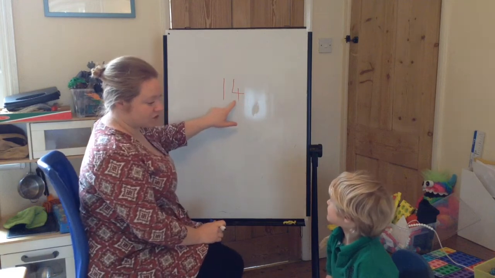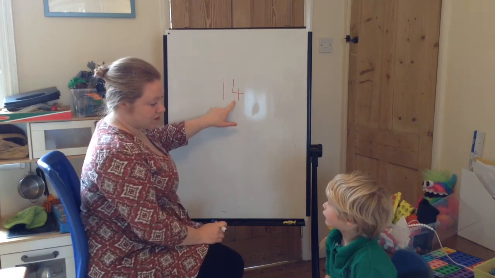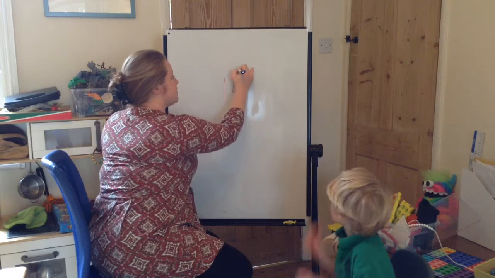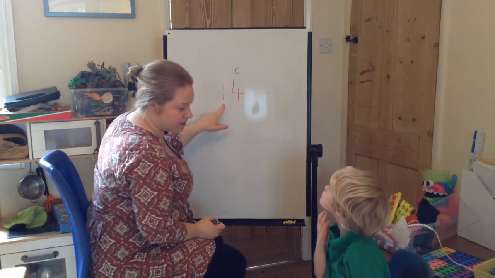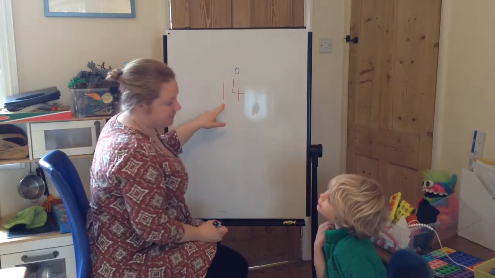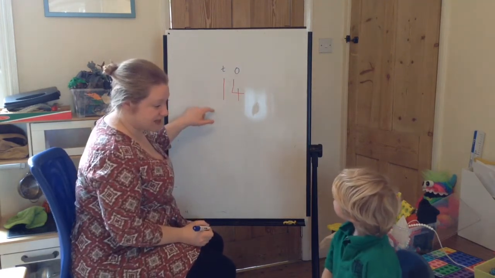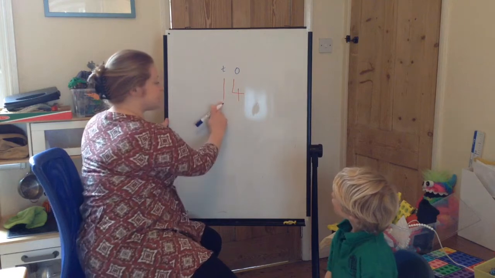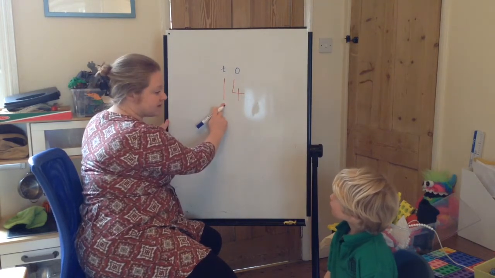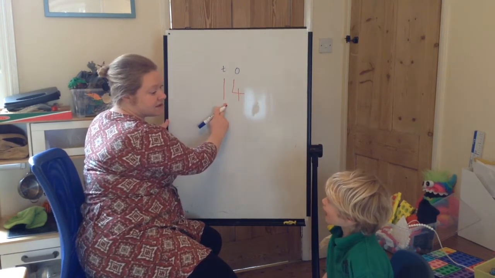What's this? 4 what? 4 ones. 4 ones. Good, so here's our ones number. And what's this? 1? 1 ten. Good. Now, there's lots and lots of different ways we can show this, isn't there? So that's what we're going to work on this morning. Really understanding that this 1 here doesn't really mean 1, does it? It means 1 ten.